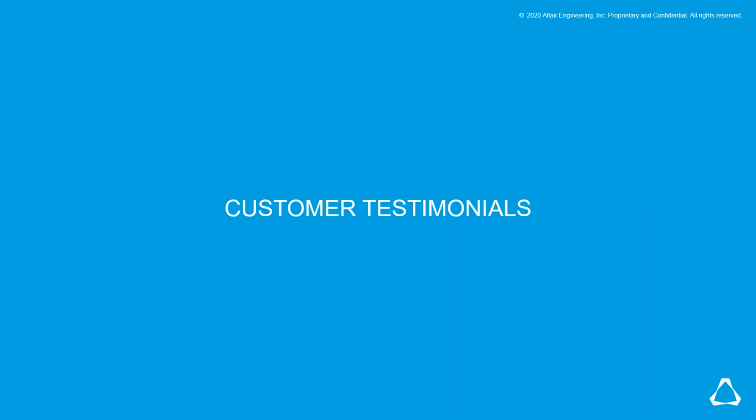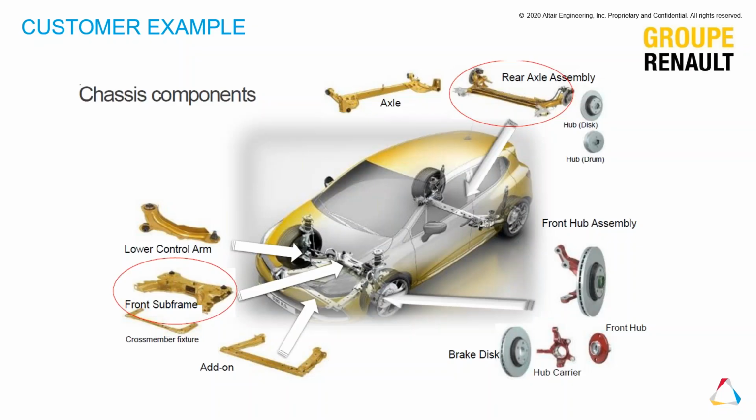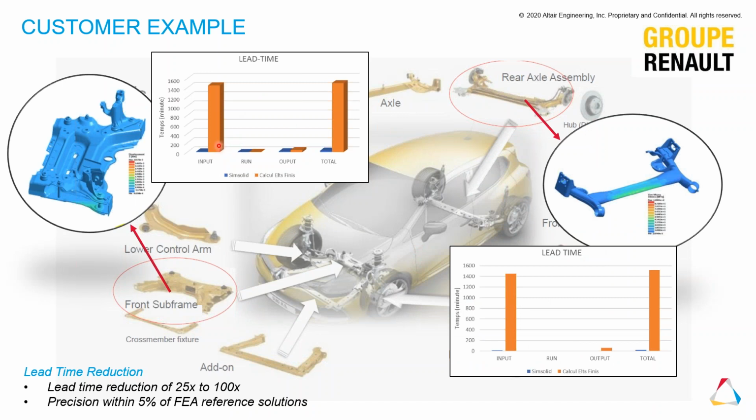Some of the customers who have been using SimSolid, Renault here has been using SimSolid for the design of their subframe. In traditional finite element analysis, a subframe requires a lot of special care in meshing, especially at those weld areas. With the simple workflow in SimSolid, the welds are identified automatically, and we can connect all the parts together in just a few minutes.